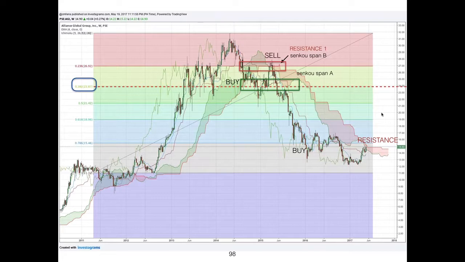Now price breached below the 38.2% Fibonacci and went to our 50% level. This level, along with the Senkou span B, could be a good bounce point. Okay, this is considered support.